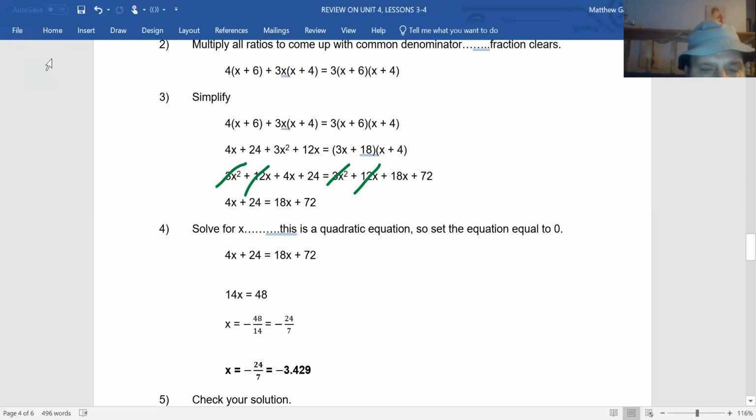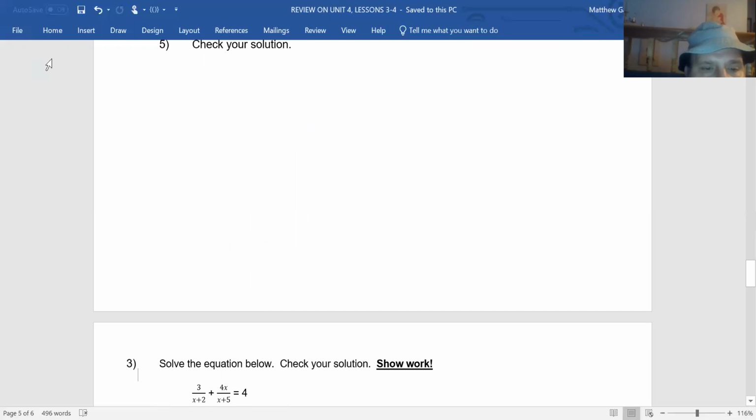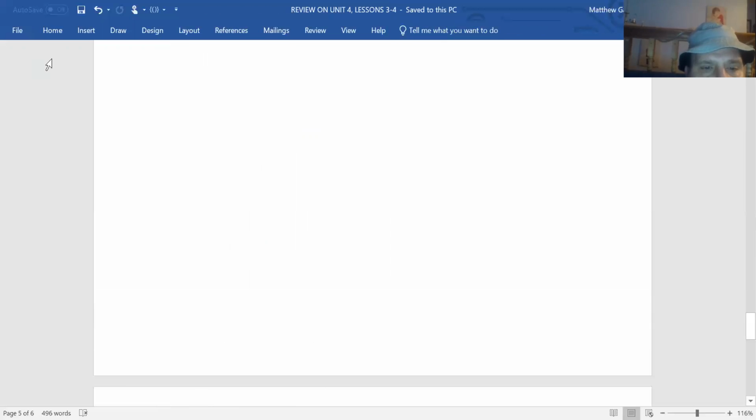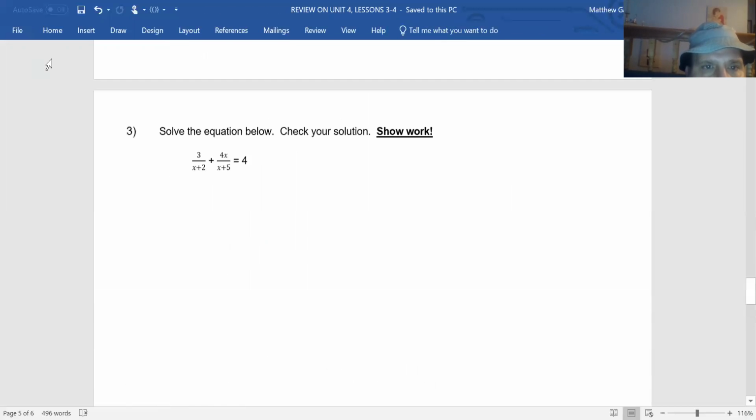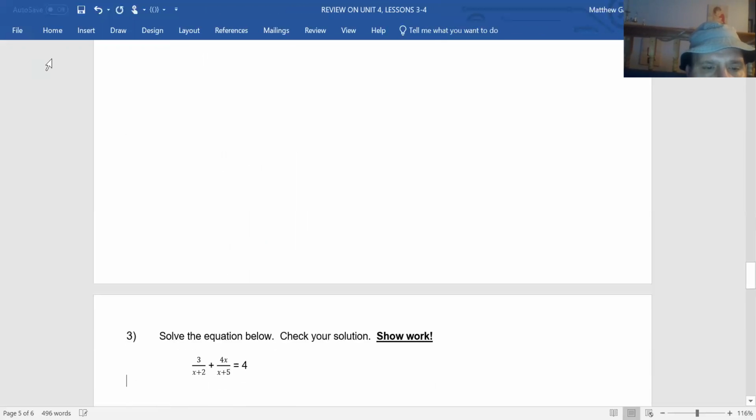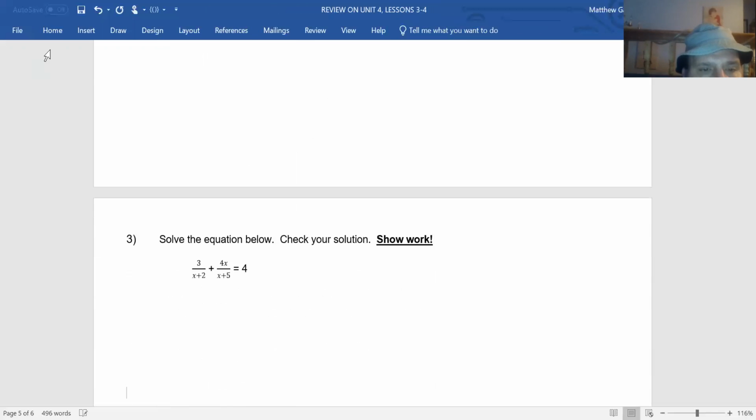Okay. So in example 3, you're doing a similar problem. You have this attachment, so the common denominator, just to get your head start here, should be x plus 2 and x plus 5. Okay, so I'll be back to go over that.